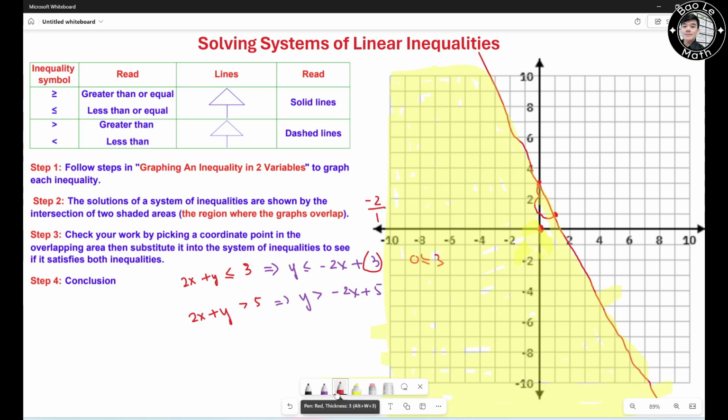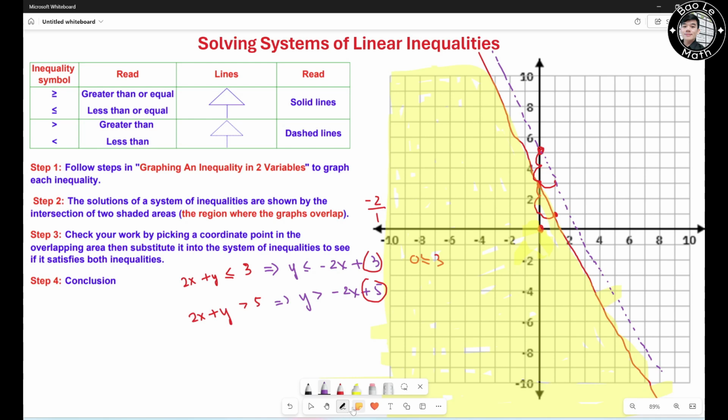Now let's graph the second one. So the second one right here, I need to start with the one that's at 5, right? So 5 right here, and then the slope is -2, which means -2/1. So I'm gonna go down by 2 units, and then go to the right 1 unit. I get this point right here. Now I need to graph this guy. So I see that this guy has no equal sign, right? So the line should be the dashed line.